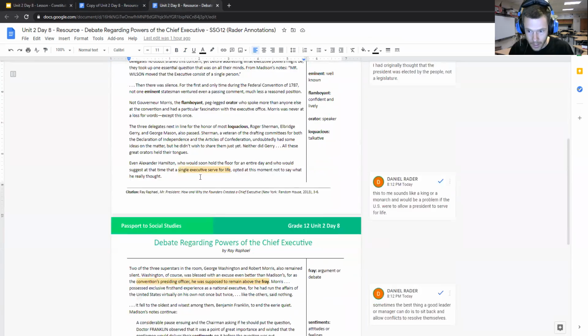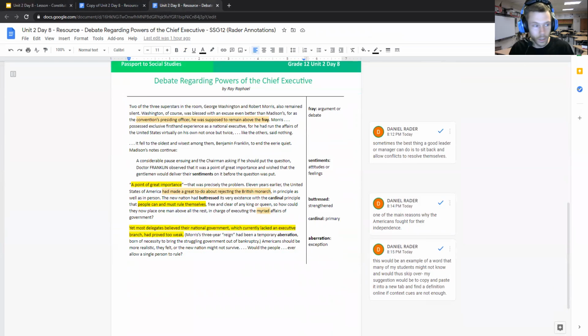So if we scroll down to the second page, we can see some things specifically that I highlighted because I thought they were important for me to be able to understand what the document was about and some of the arguments that are being put forth by the writer of this document.